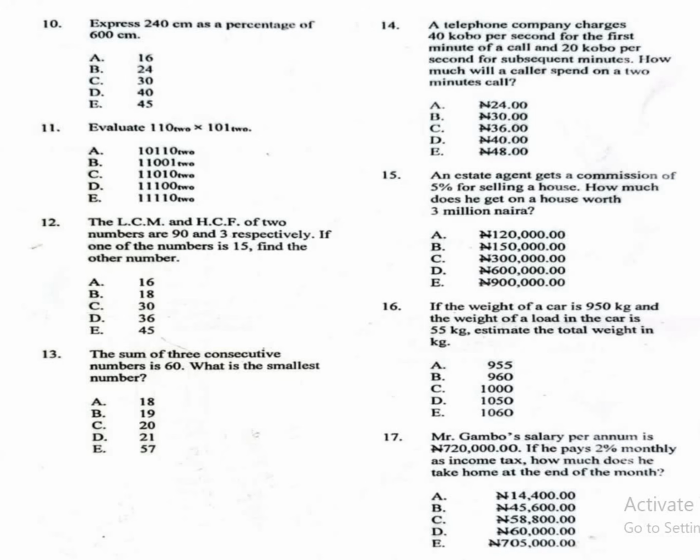Question 10 says, express 240 centimeters as a percentage of 600 centimeters. So 240 centimeters as a percentage of the big number 600. Since percentage is in what form, you simply multiply by 100%. These two zeros cancel these two zeros. 240 divided by 6 is 40. The correct option is D.